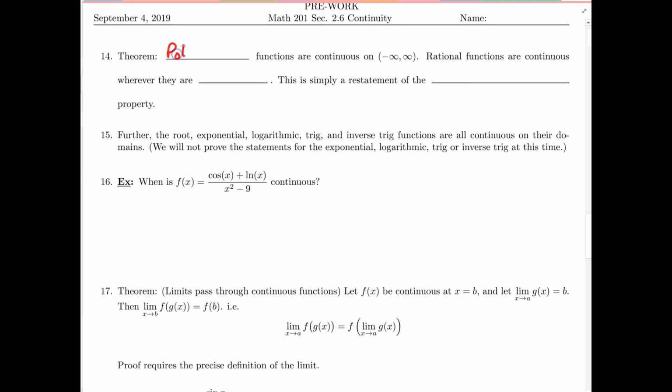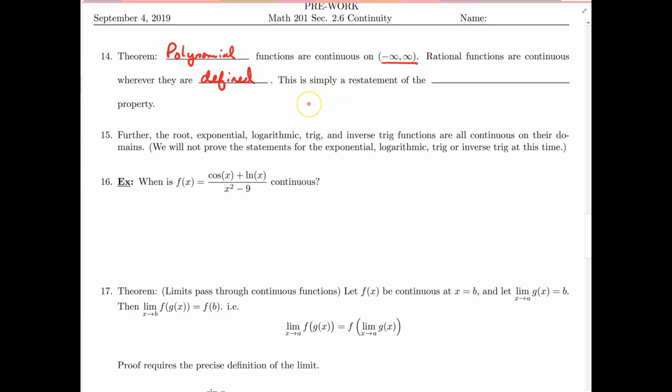It turns out that polynomial functions are continuous on minus infinity to infinity. That is, in terms of the lingo we gave last time, polynomial functions are continuous functions. They're continuous on the entire real number line. Rational functions are continuous wherever they are defined.